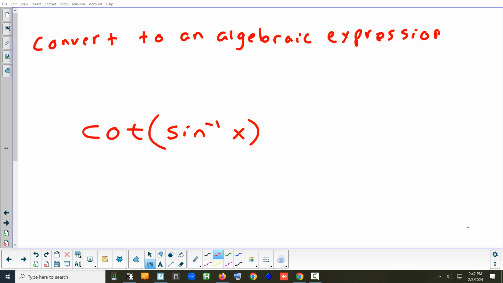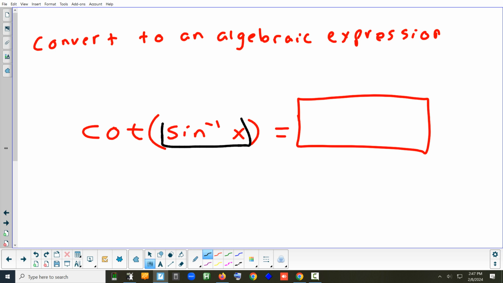We will take a look at the cotangent of the inverse sine of x. The goal here is to eliminate all the trig, and when we're done, just have an algebraic formula. Which trig function do you usually start with, the outer or the inner? I'm going to start with the inner trig function.